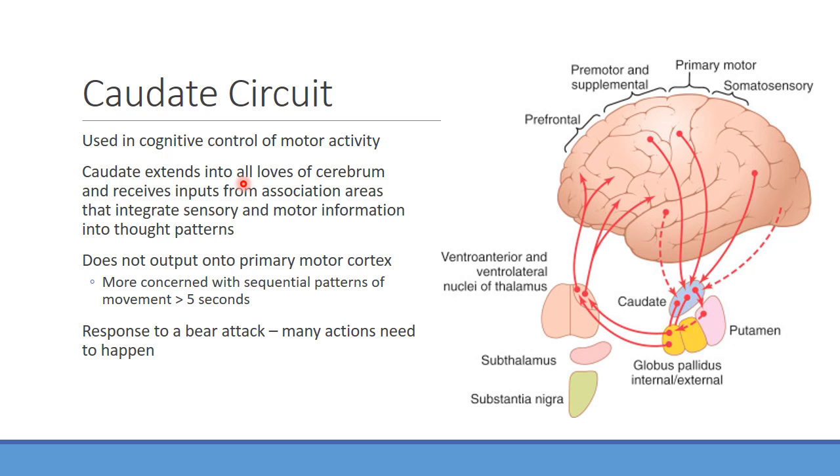And that's where this comes into play here. Notice this actually does not output on the primary motor cortex whatsoever. It's going to be more concerned with these sequential patterns of movement. So think about things that are going to take more than 5 seconds to do. If I needed to walk from here to the light switch, turn it on, come back over here, do whatever on my computer, that would be a more complex pattern. The caudate circuit would be more used here.